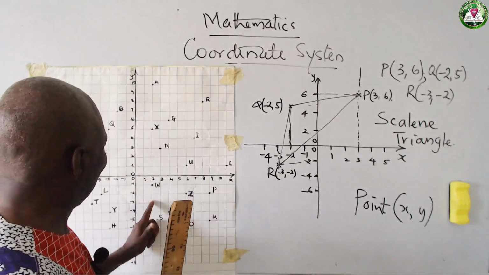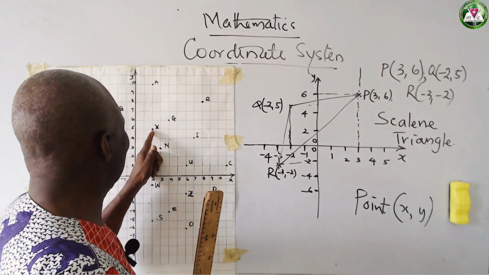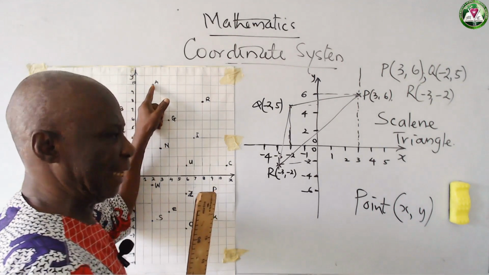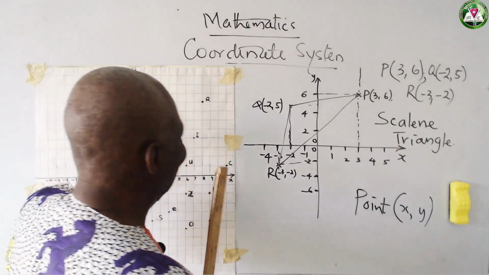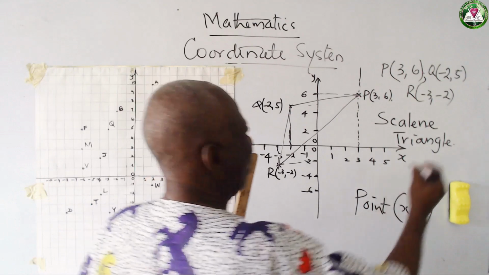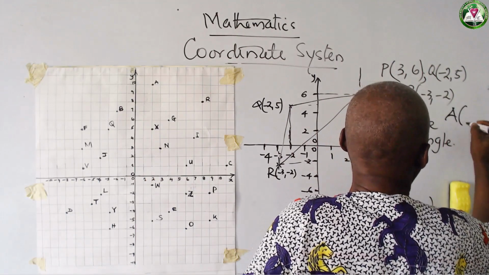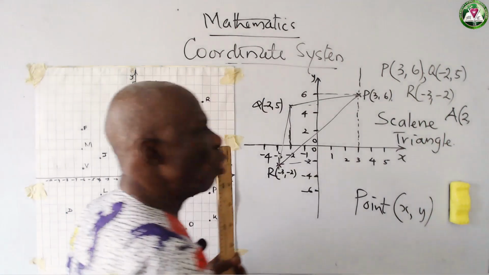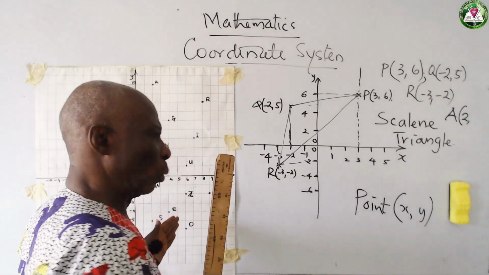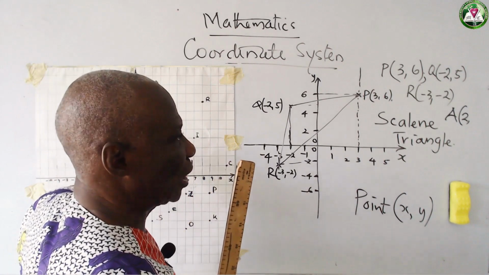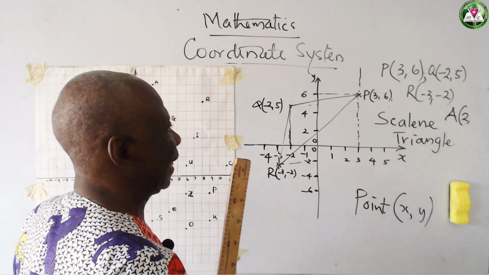I move through 2. I've seen Mr. X there. That is not what I'm looking for. I continue going. I've seen Mr. A. Yes. So Mr. A, to write your coordinates, I'll write here A. I'll say 2, comma. That means move along 2 from the x-axis, move upwards. It is positive to arrive at A.